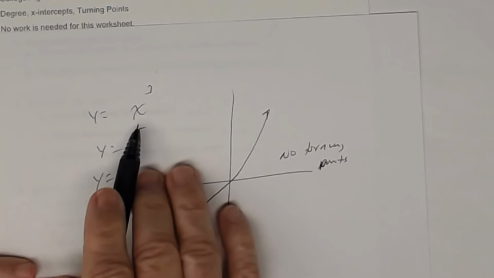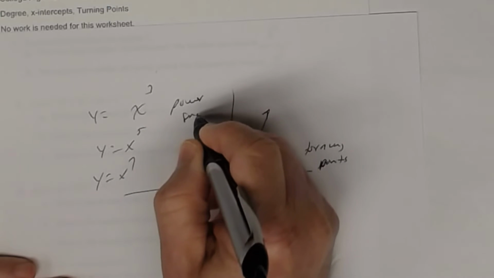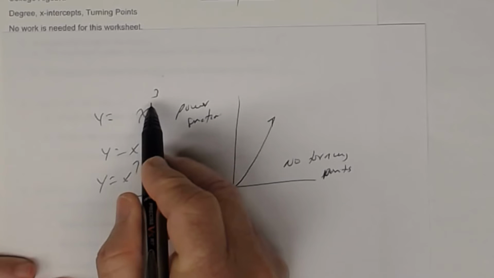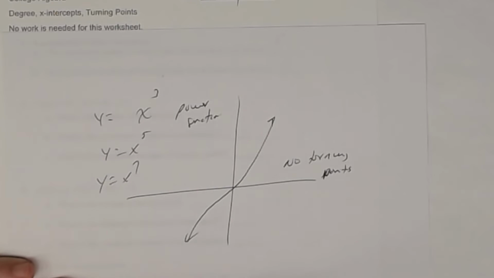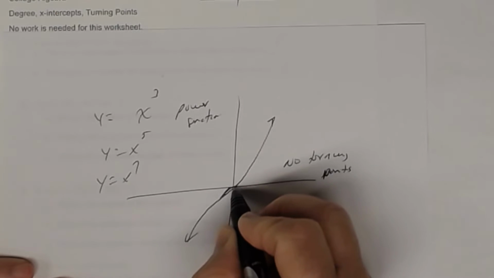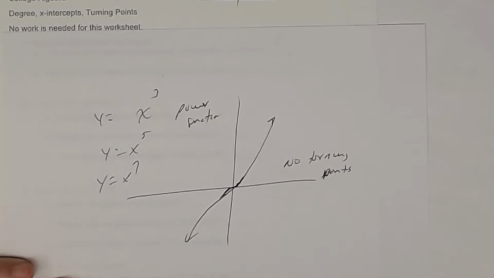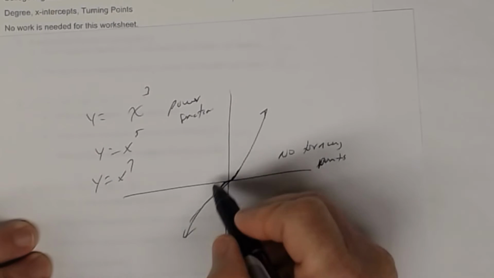So all these power functions, see, these are power functions, right? All these power functions with odd exponents are going to have no turning points. No turning points. And actually it's a little bit flatter on this end, something like this. All right, so no turning points. Because in this case, it's always increasing for these three right here.